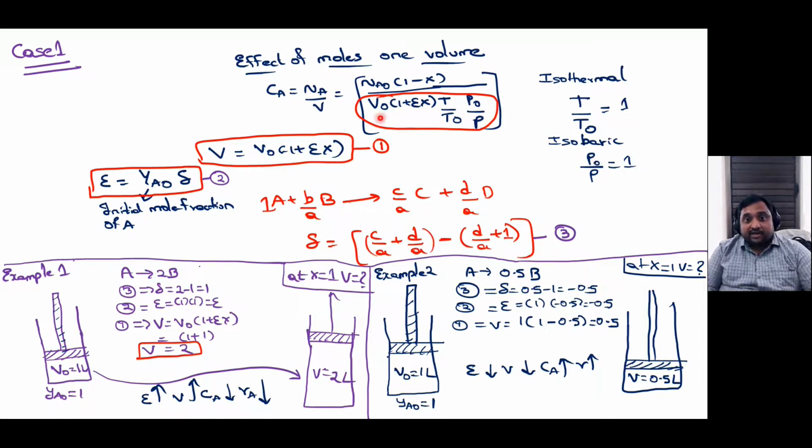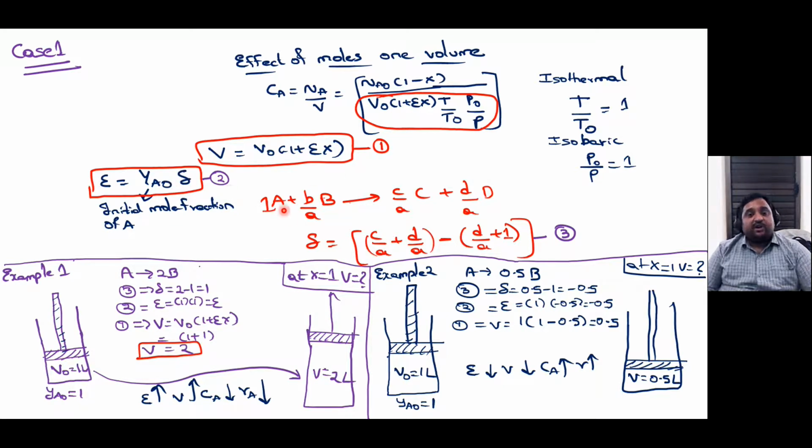So let us take the denominator term. If you keep T by T0 and P0 by P equal to 1, your final volume is equal to initial volume into (1 plus epsilon X). What is epsilon? Epsilon means the initial mole fraction of A, because it is the reactant, that is, the mole fraction of the particular reactant in the mixture, into delta. What is delta?